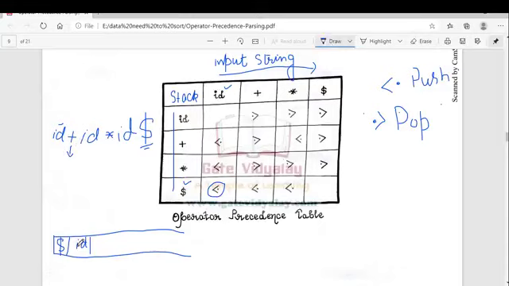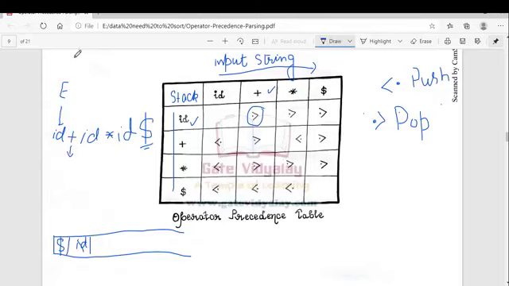Now we will see plus, and top of the stack we have id. Okay. Plus and top of the stack is id. We have top of the stack id, and here we have plus. Now what I will get is greater than. If I get this greater than sign, then I will pop that symbol from the stack. So id is popped from the stack, and id's parent node is plus.